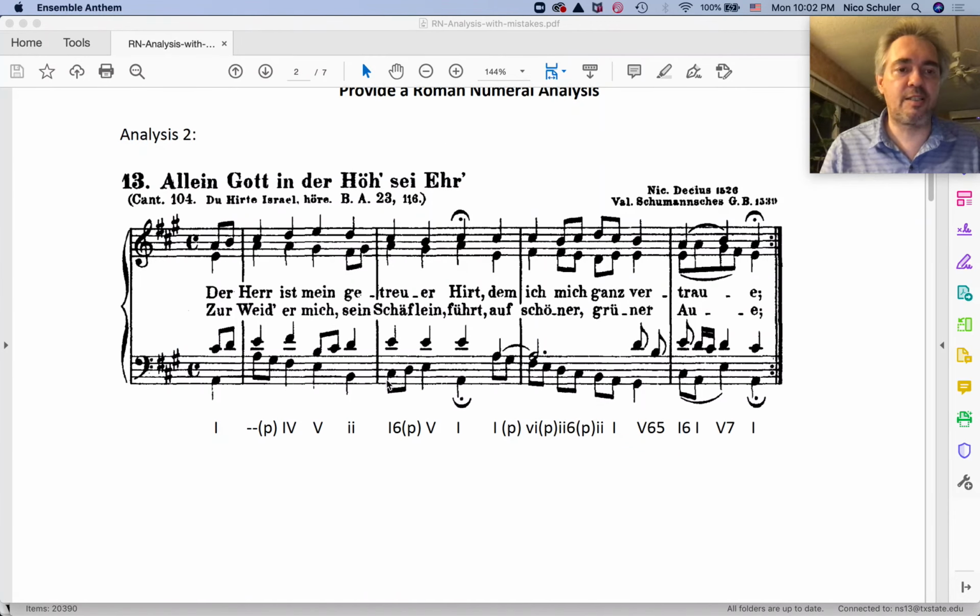Let's look at another example. Here we have a piece in A major, and the key signature matches, but we need to write capital A colon.